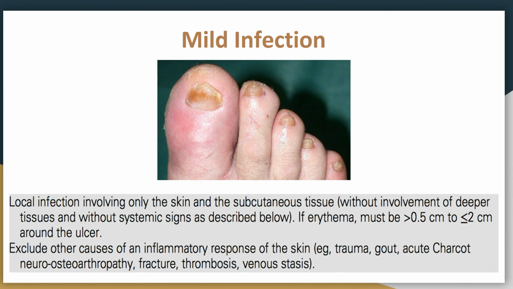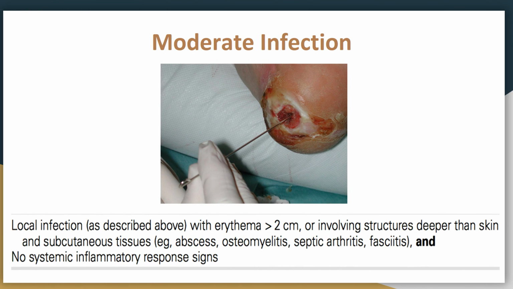For a mild infection, diagnostically, it involves only skin and subcutaneous tissue, with erythema greater than 0.5 centimeters to less than or equal to 2 centimeters around the infection site. Differential diagnoses that cause an inflammatory response of the skin, such as gout, trauma, Charcot, or a fracture, must be excluded. A moderate infection diagnostically involves structures deeper than the skin and subcutaneous tissue. Erythema is present more than 2 centimeters around the infection site, however, no systemic inflammatory response signs are present.